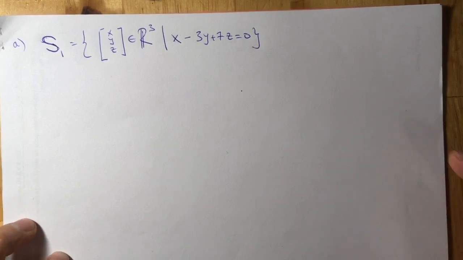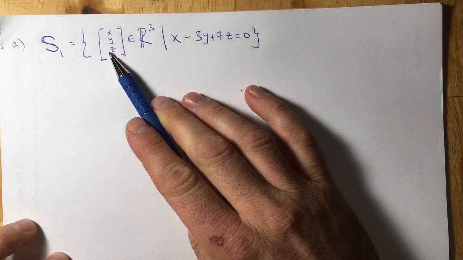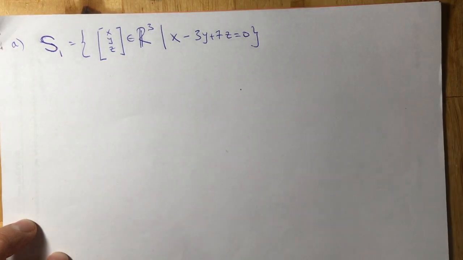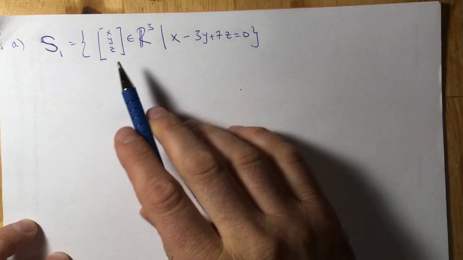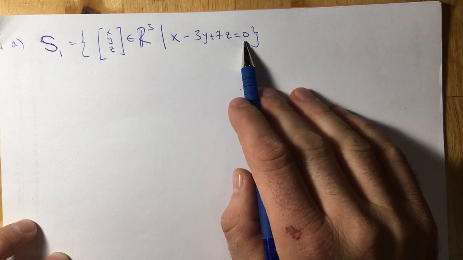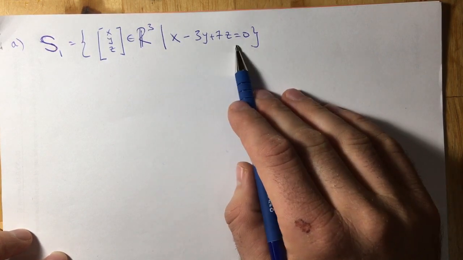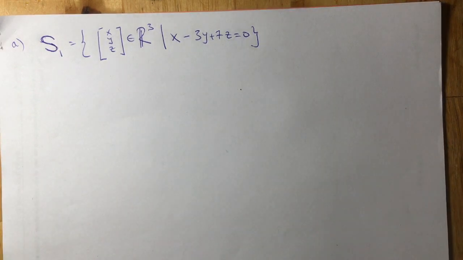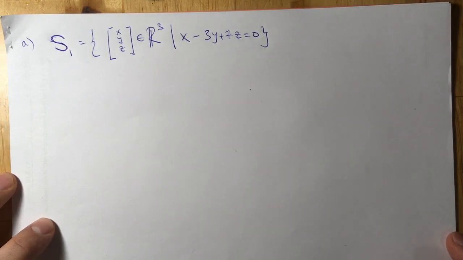Okay, so let's start. This is a set of vectors in R3 for which x minus 3y plus 7z is equal to 0. As we have discussed many times in class, we can visualize the three-dimensional vectors for which this condition is given. Everybody should know by now that this represents a plane that passes through the origin, and we have proved in class that planes that pass through the origin are subspaces.